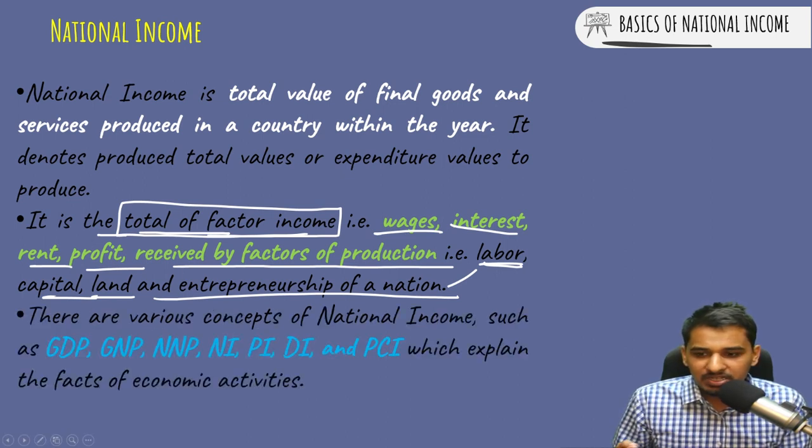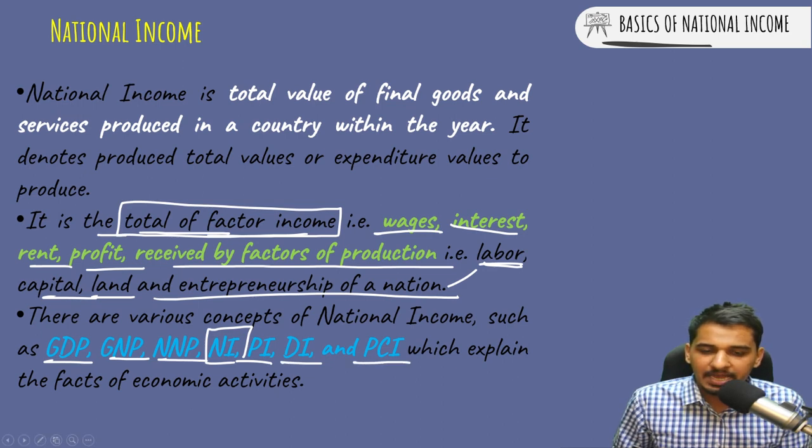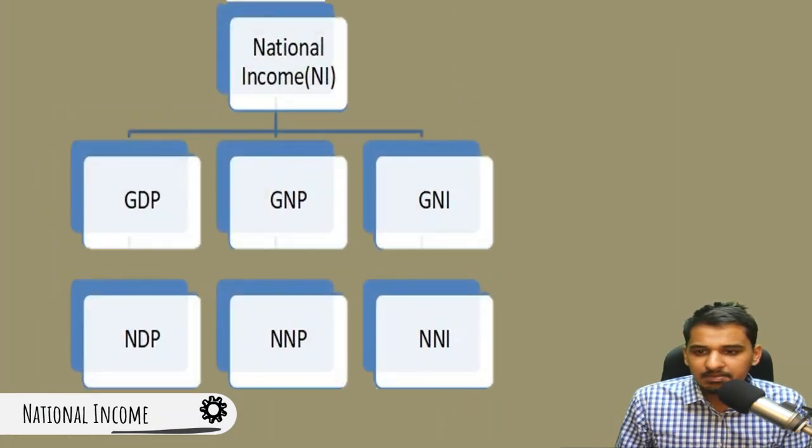Now there are different ways to calculate national income: GDP, GNP, NNP. NI is national income, PI is personal income, DI is disposable income, and PCI is per capita income. We'll be seeing three here in this lecture: national income by the GDP method, GNP, and GNI method, and also NDP, NNP, and NNI.